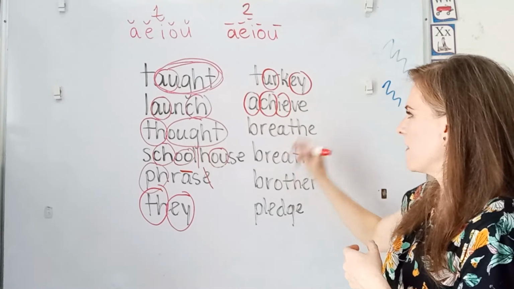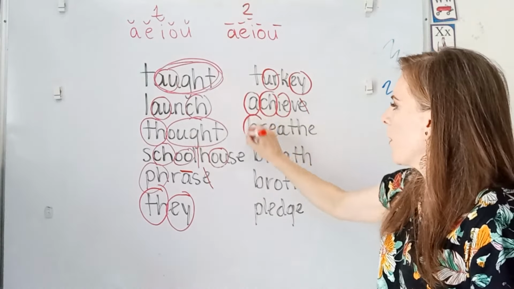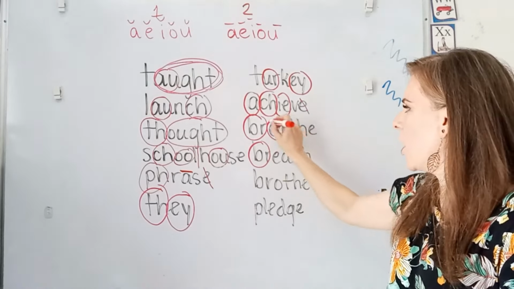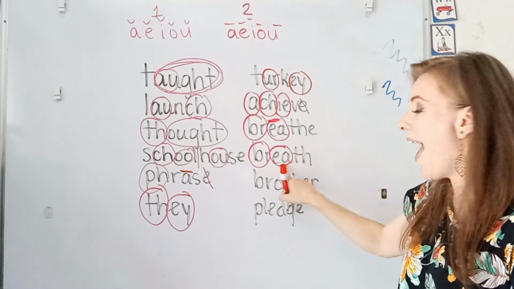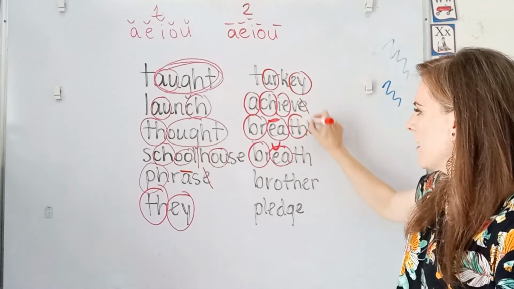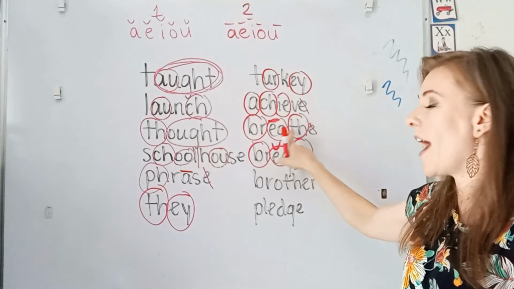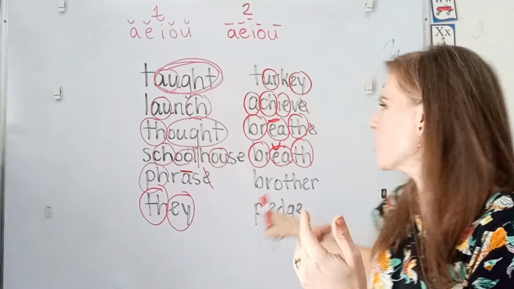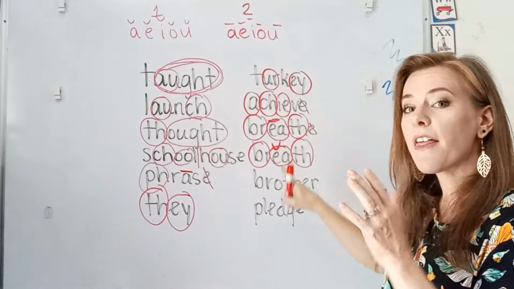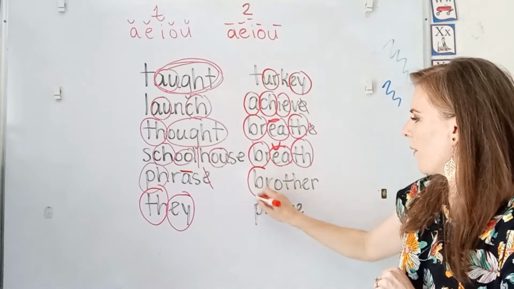Achieve. This e is silent. Here we have breathe and breath. This is the E in leaf. It's a long E sound. This is the E in thread. It is a short E sound. This E is silent. And this one is strong. This one is short. Breath. It's a soft TH. Breathe is a stronger TH. So breath. Breathe.